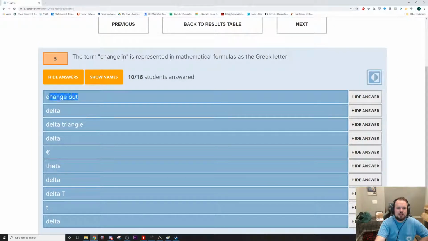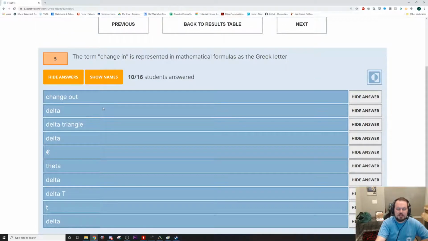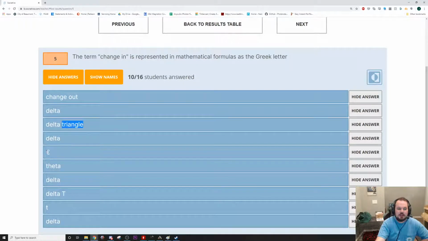Okay, this is just a joke answer. Yes, it is represented in mathematical formulas as the Greek letter delta, which is a triangle. Is not delta triangle. No. I think that's the pound symbol. No, that's like the euro symbol.